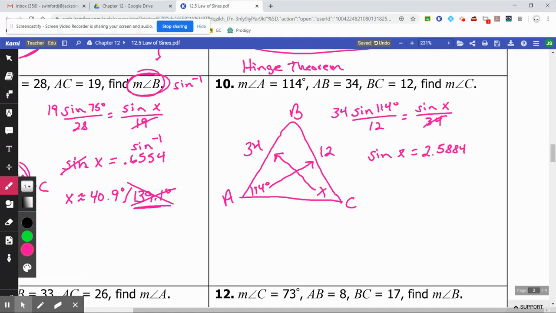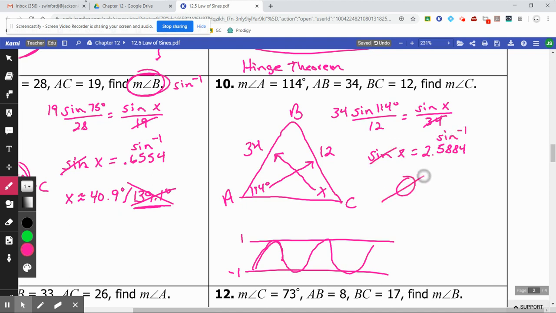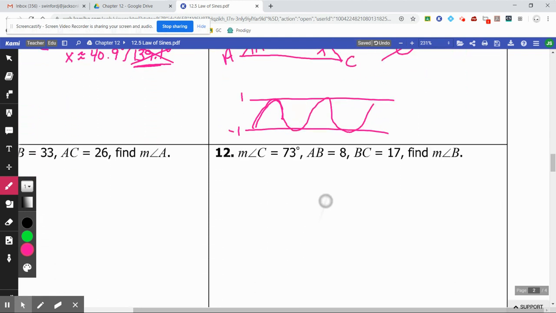2.5884. Okay, let me remind you of something. Sine is always between -1 and +1. Sine is never above 1. So a sine value of 2.5884 is not even possible. When you do inverse sine of this, it's going to give you an error message. There is no solution to this triangle. There is no way possible that this triangle could work.